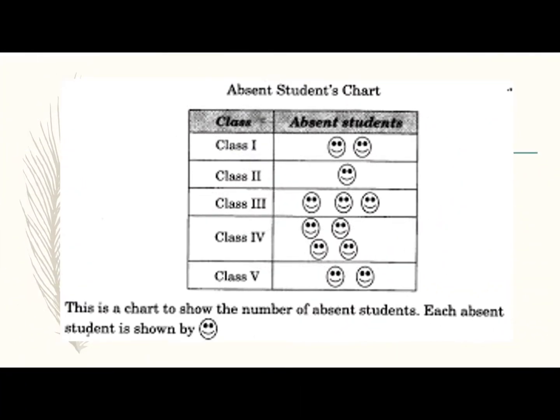Next is the absent students chart. Class 1. This is a chart of who are absent on that particular day. Class 1, 2 students are absent. Class 2, 1 student. This is a pictorial representation. A student is marked by a face. Class 3, 3 children are absent. Class 4, 4 children are absent. Class 5, 2 children are absent. So from this table, you can understand how many children are absent in a particular class. So this is a pictorial representation of the absentees.